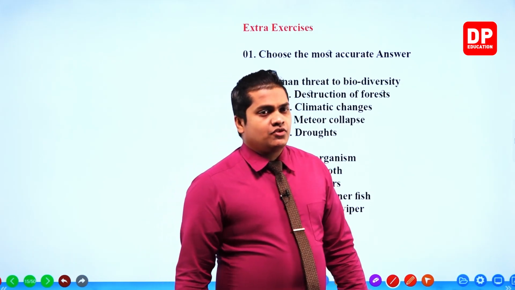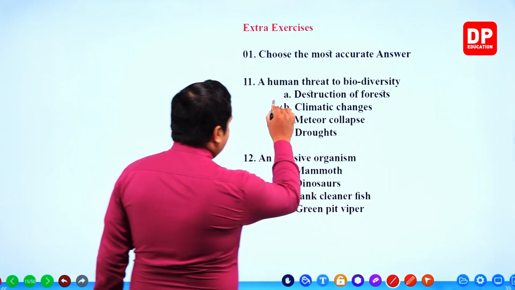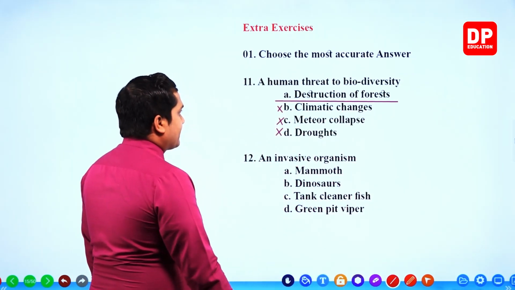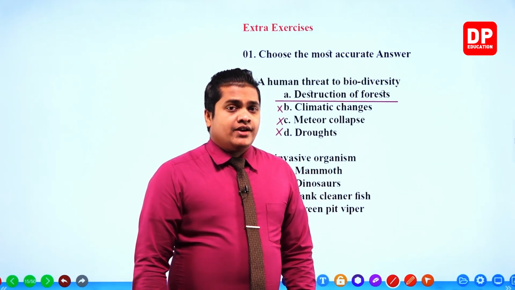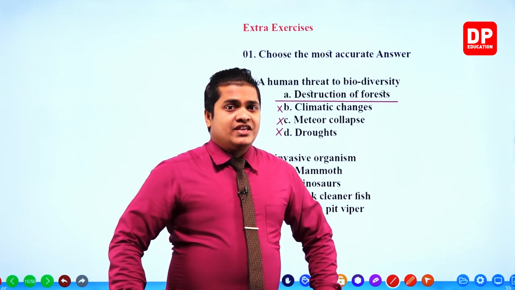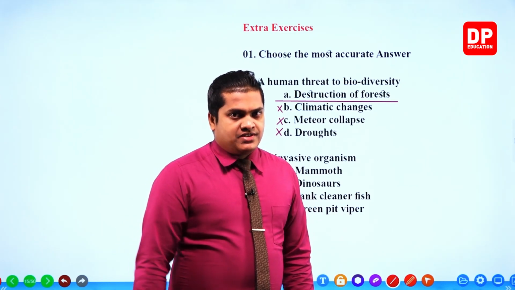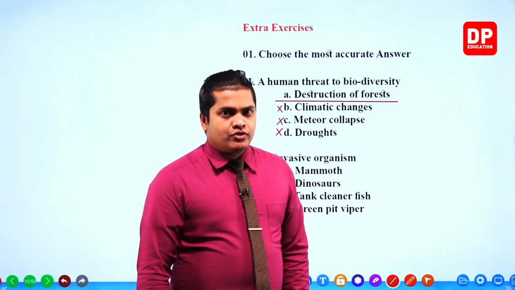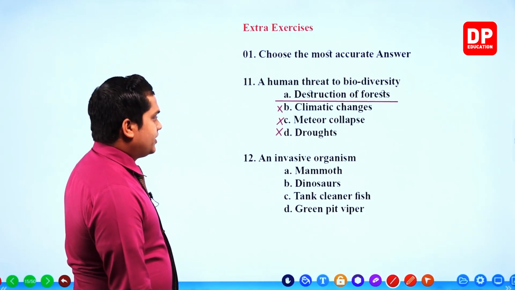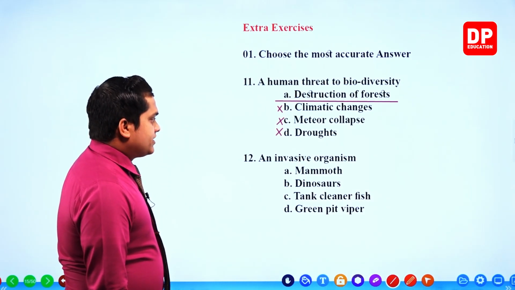So our correct answer would be what? Destruction of forest. It is very clear to us that destruction of forest would directly threaten the biodiversity, right? Because destruction of organisms is going to threaten the biodiversity, right? Next one, an invasive organism.